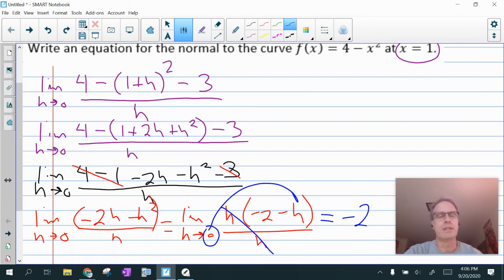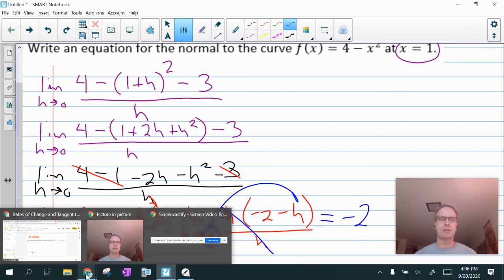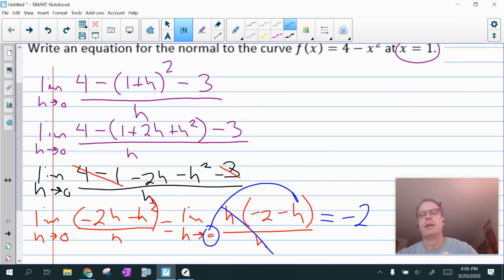I'm not looking for the tangent line. I am looking for the normal line. So what do I need to do to find something that is perpendicular to my tangent line? Well, that's just going to get me the opposite reciprocal. How about 1/2 there? Okay, so that's my slope. Now what do I do?